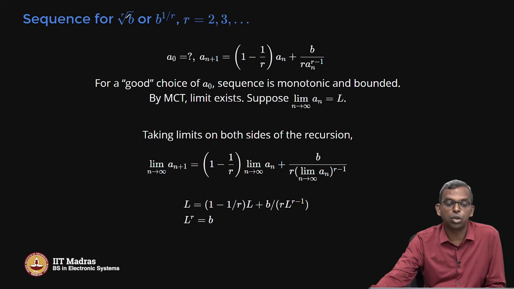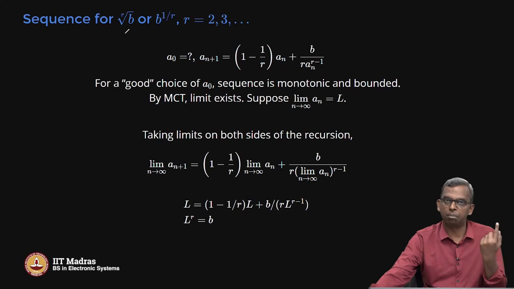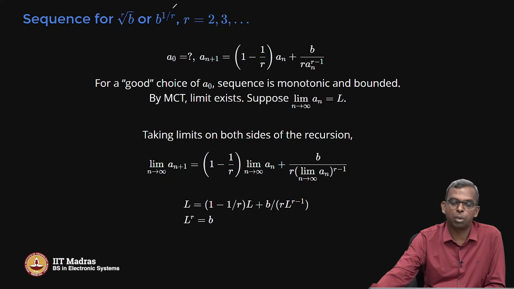I want the rth root of B, as in I want a number which, if I raise it to the power r, I get B. That is B power 1 by r. If I raise this number to the power r, I should get B. That's my question here, an rth root it's called. Not square root, rth root. It turns out for that, here is the recursion.